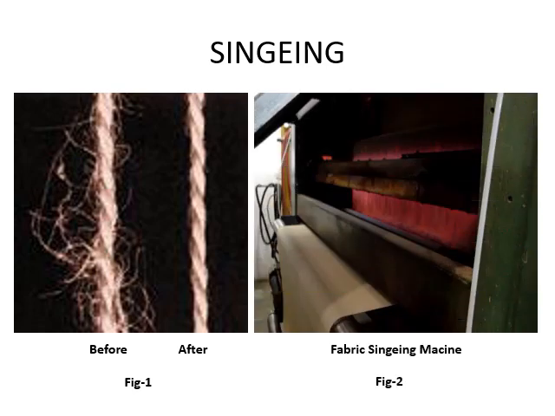Fabric singeing is more traditional than yarn singeing. As shown in figure 2, the fabric is dry and in open width form and passed through the gas flames of the singeing machine, or we can say singer burners. These burners are essentially horizontal pipes with holes across the width of the pipe. Natural or propane gas is passed through the burners and ignited.